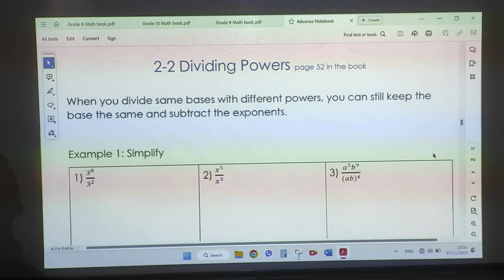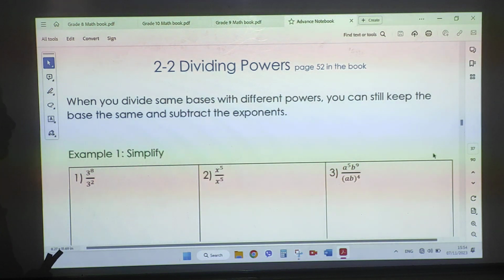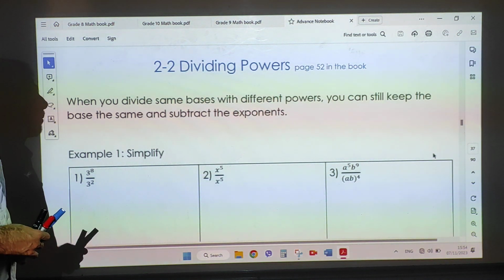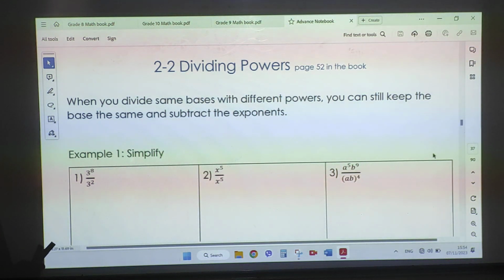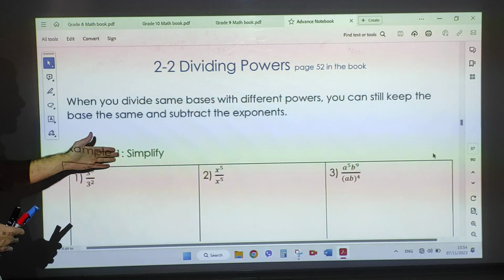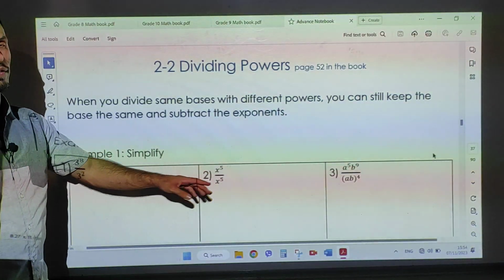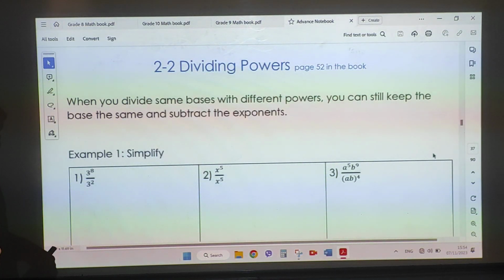Hi everyone, in this video for grade 9 we have 2.2, which is about dividing powers on page 52 in the book. In this lesson we have dividing powers. Again we talk about the powers, we simplify them, but if we have division, if we have a fraction, which means division, how can we do that?